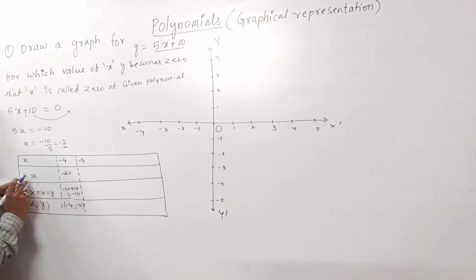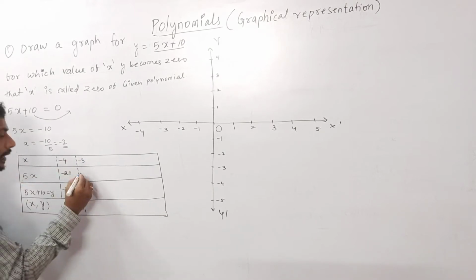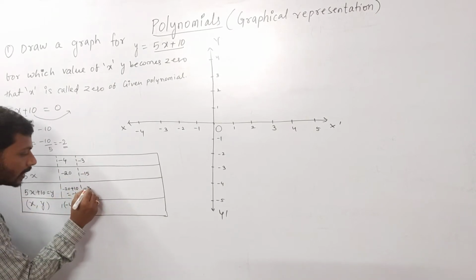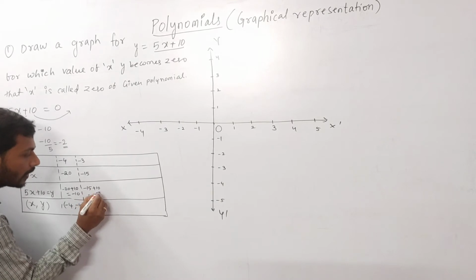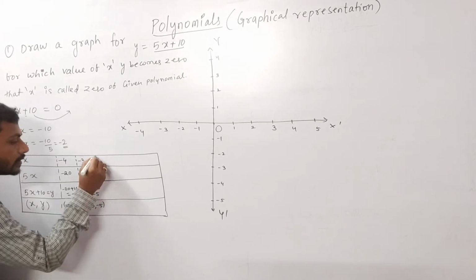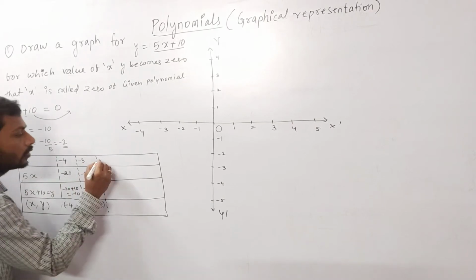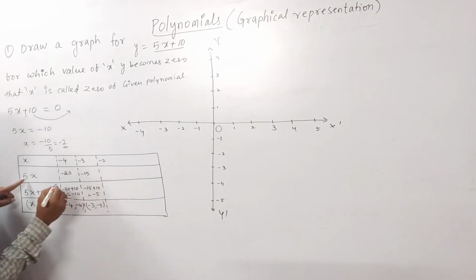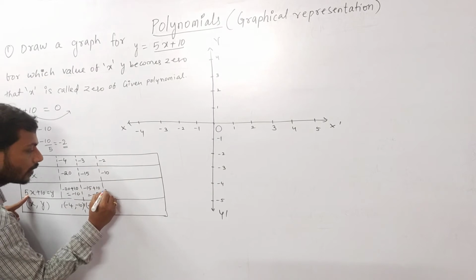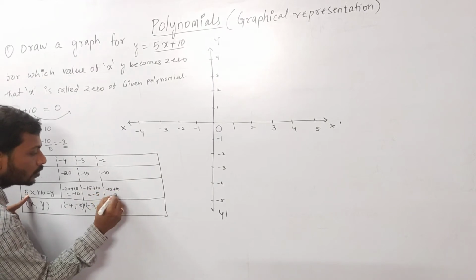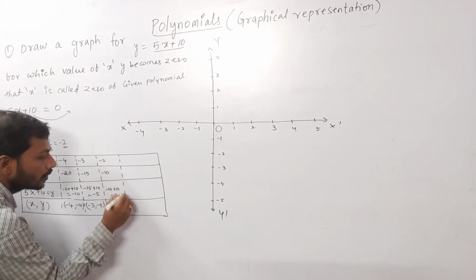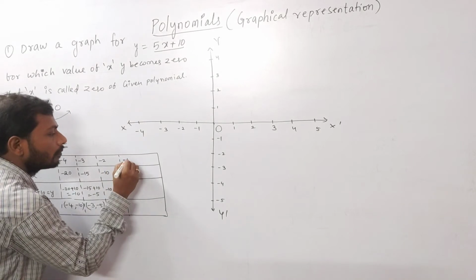Second one, I am going to take minus 3. Same as before, 5 into minus 3 is minus 15. Again, minus 15 plus 10 is minus 5. Then your answer is minus 3 comma minus 5. This is the second coordinate completed. I am going to take minus 2. 5 into minus 2 is minus 10, and minus 10 plus 10 equals 0. Then the answer is minus 2 comma 0. Very good.